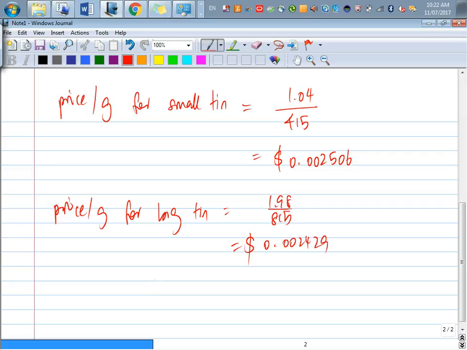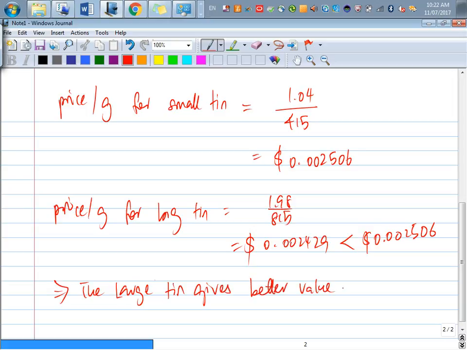So this is the price per gram. So based on these two, best value means we want the lowest price per gram. So this is lower than 0.002506. So now we can conclude that the large tin gives better value. Okay, so instead of saying big, we call it large over here.